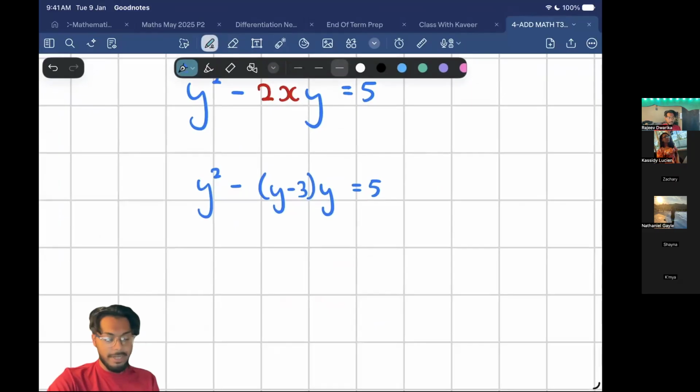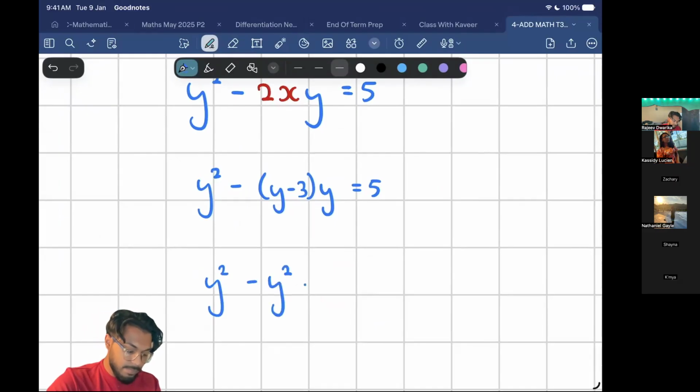Shayna, tell me what to do in the next step. You multiply y by y minus 3. So tell me what the next line would look like then. Minus y squared minus 3y equals 5. Nah. It was close though, but you made a little mistake. You made a little mistake.